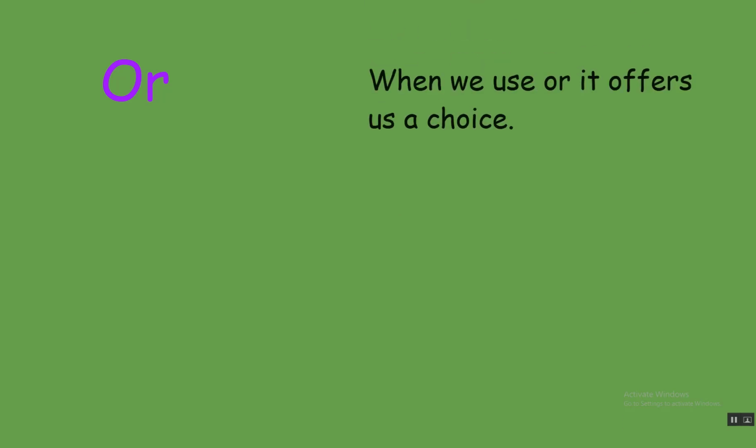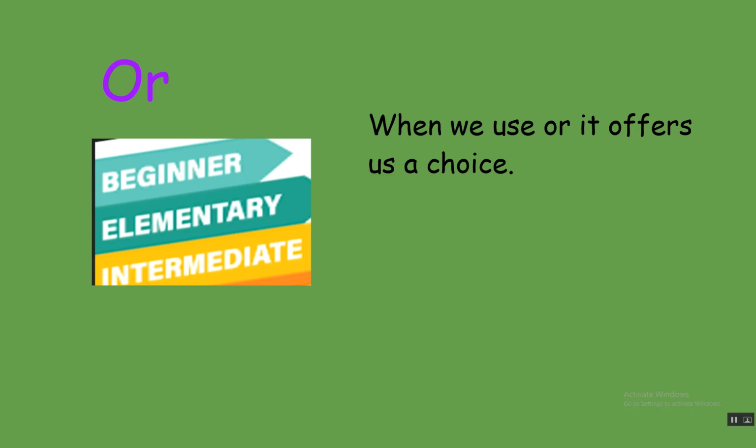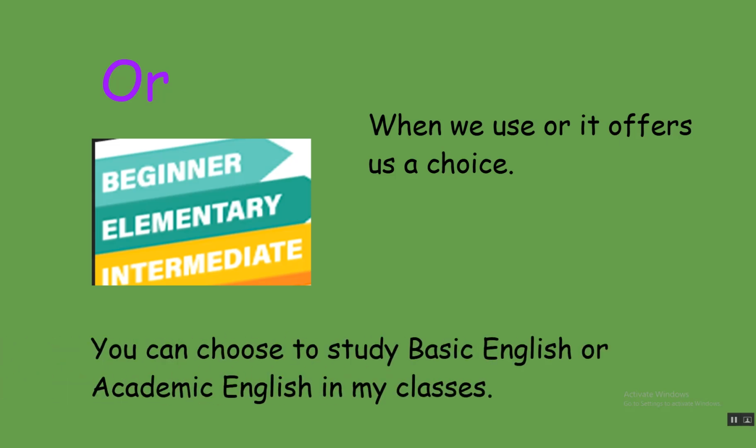Or. When we use or, it offers us a choice. Beginner or elementary or intermediate. You can choose to study basic English or academic English in my classes. So I do have the pure beginners and we start off very slowly, and I also have the intermediate and pre-advanced doing IELTS courses. So you can choose to study basic English or academic English in my classes.